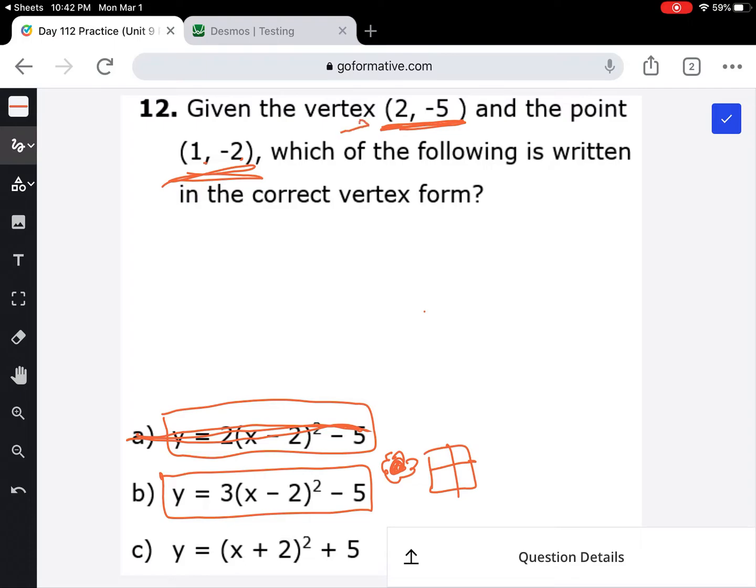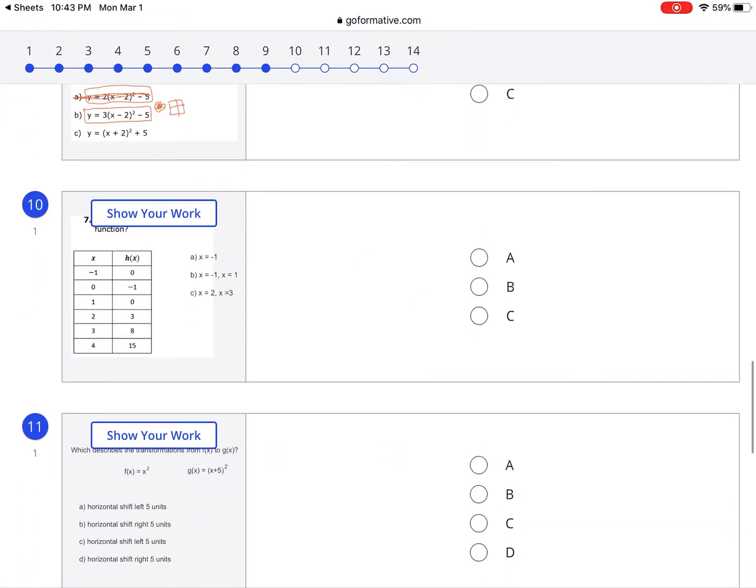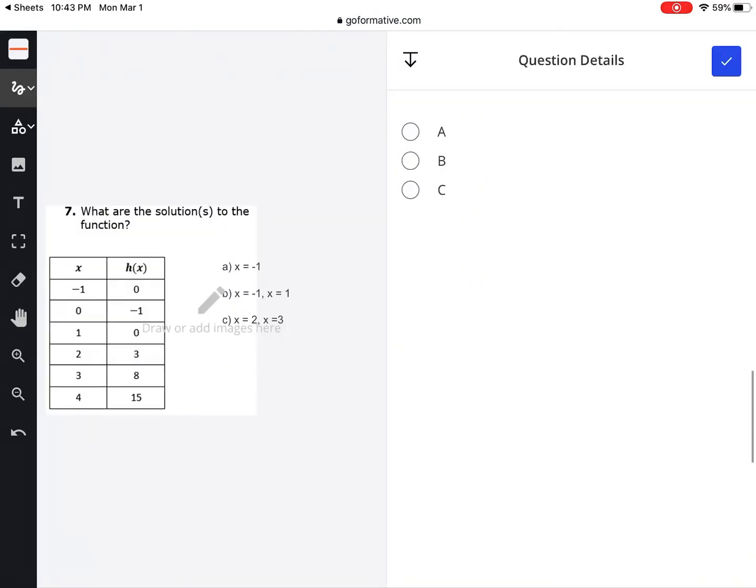On the table, does 2 go with -5? Does 1 go with -2? That's what you're looking for. Not too bad. So go ahead and finish up this one. When we're ready, we have a couple left. Next is number 10.